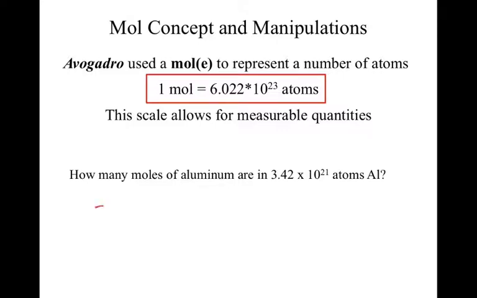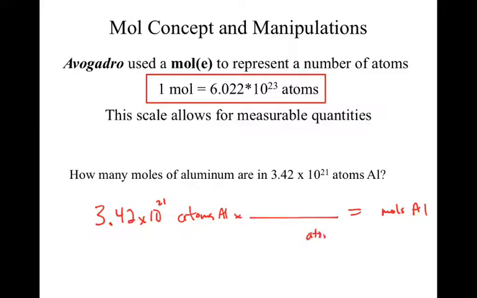Okay, we'll set up the problem. We always start with what we want. We want moles of aluminum, and we start with 3.42 times 10 to the 21st atoms of aluminum, and I want to get over into moles of aluminum. So I need to do some conversion factor where the atoms of aluminum need to cancel and moles of aluminum need to be in the numerator. Well, do I have a relationship between atoms and moles? Oh, fun, look at that, it's even in red. Okay, well, 1 mole happens to be 6.022 times 10 to the 23rd atoms.